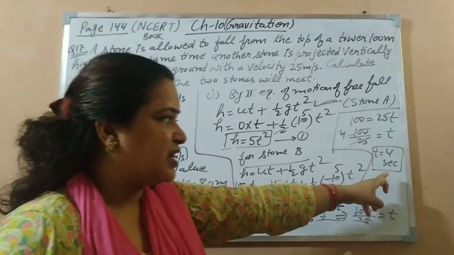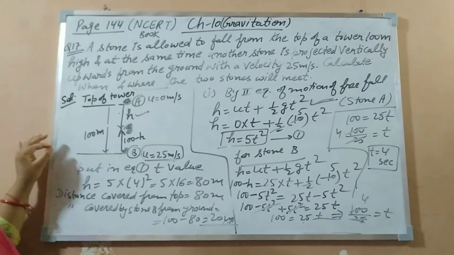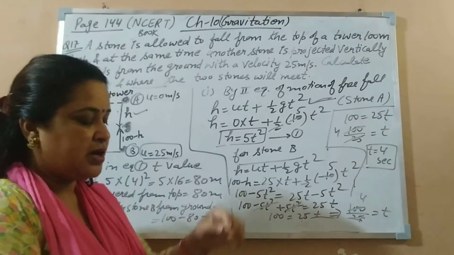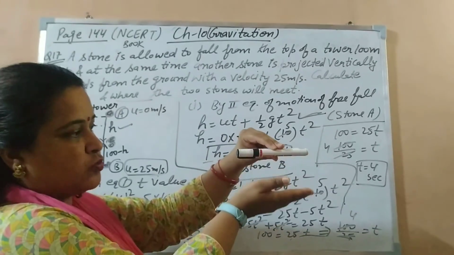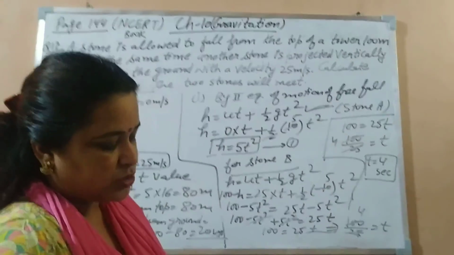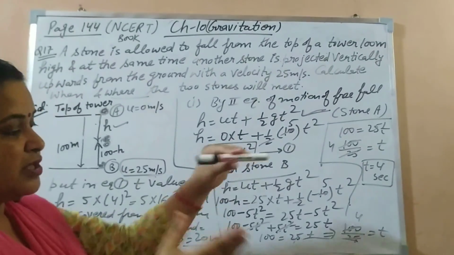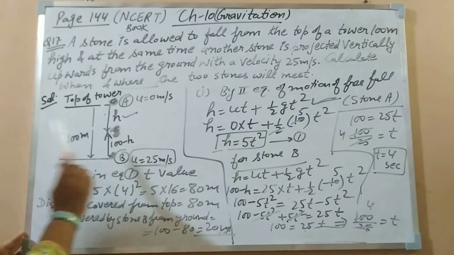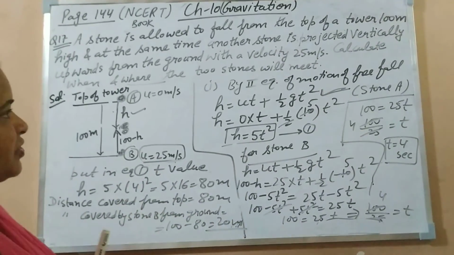We have calculated that after 4 seconds they will meet each other. This question is a little bit tricky because two situations are given simultaneously. One stone is dropped from the top and one is thrown from the ground, and this stone is not reaching the ground and that stone is not reaching the top, like in earlier questions we have done. They meet somewhere in between. That is why we considered h and 100 minus h, because the total height is given as 100 meter.